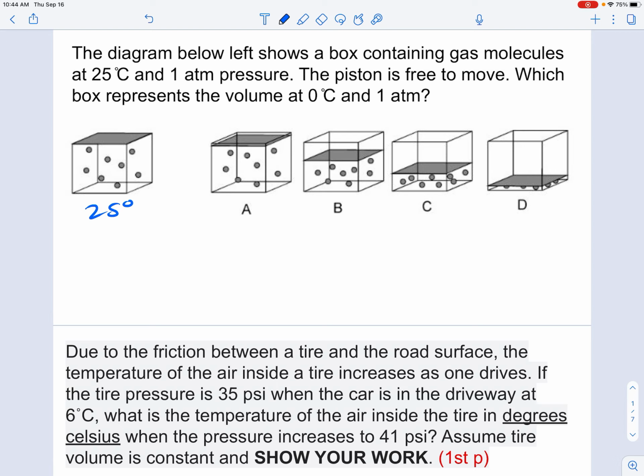So that box has got a temperature of 25 degrees Celsius, and it's got a pressure of 1 atmosphere. And they say there's a piston that's free to move. In the test, it didn't actually talk about a piston, but it still spoke about the volume. So the question is asking which box represents the volume at 0 degrees Celsius and 1 atmosphere.